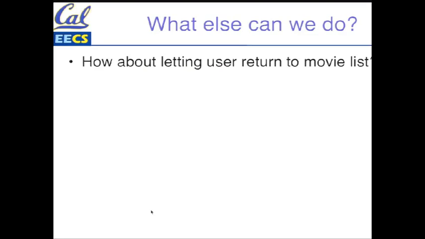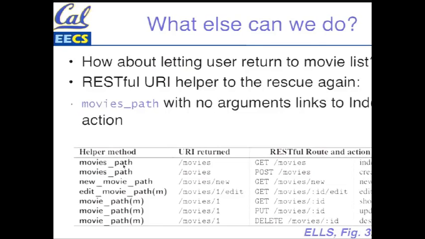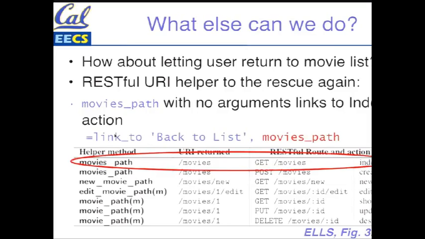And happily, those same URI helpers, here's that table again, RESTful URI helpers to the rescue, right? So what is the list of all movies? Well, that's just the index action for CRUD. And this is the URI we need to generate. And here is a helper that was created for us that will generate the URI. So if I just say movies_path with no arguments, that will link us to the index action, and that will give us something like this, right?